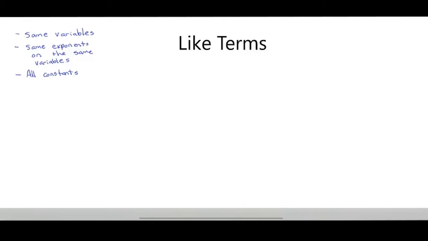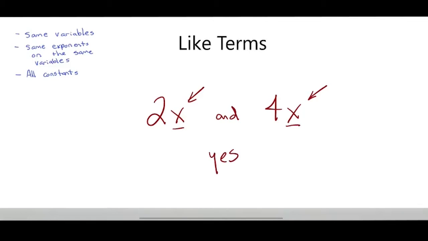So I want to know, are 2x and 4x like terms? Well, do they have the same variables? Well, they both have an x. So yes, they have the same variables. Do they have the same exponents on the same variables? Well, I don't see an exponent on either variable. So I will say yes, they are like terms.